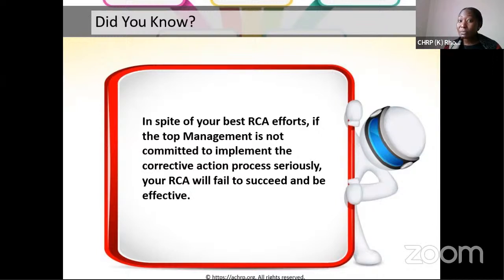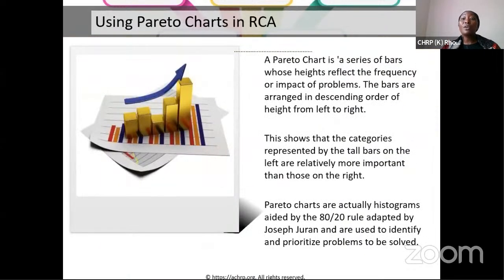We are saying if top management is not committed to implementing the corrective action that the problem solving team is coming with, seriously, then the root cause analysis will definitely fail and it will not succeed. And also the organization culture.